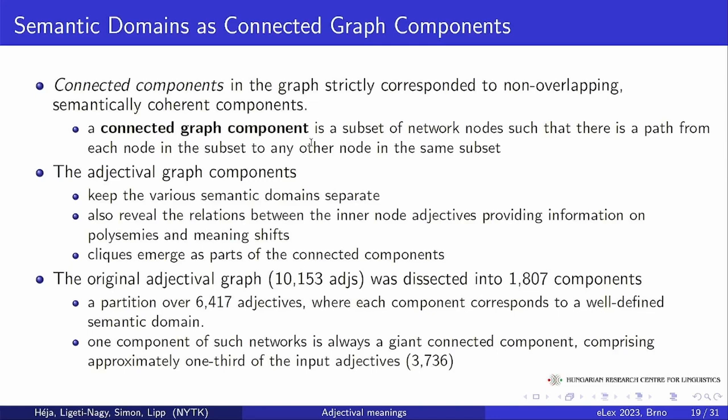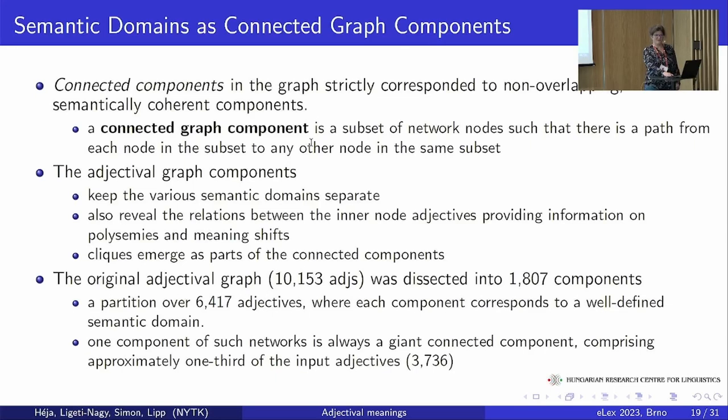I was talking about the microstructure of the dictionaries, and now some words about the macrostructure. As a side effect of this graph-based method, we found, quite unexpectedly, that connected components are also very useful, because in the graph, they strictly correspond to non-overlapping semantically coherent components. A connected graph component is a subset of network nodes such that there is a path from each node in the subset to any other node in the same subset. So the adjectival graph components keep the various semantic domains separate, and also reveal the relations between the inner node adjectives, providing information on polysemies and meaning shifts. And obviously, cliques emerge as part of these connected components.